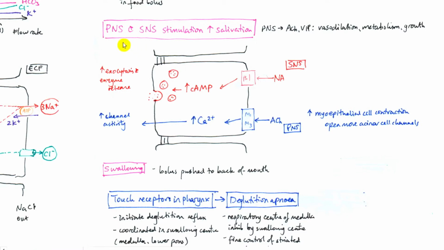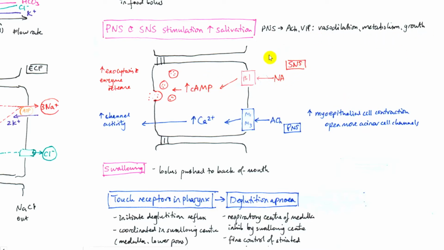So the PNS and the SNS, the parasympathetic and sympathetic nervous system stimulation, can increase salivation. So both of these can have the same effect on the salivation, and this is how. The PNS secretes acetylcholine and vasoactive intestinal peptide, which causes vasodilation, metabolism, and growth. So there are two ways they can do this.